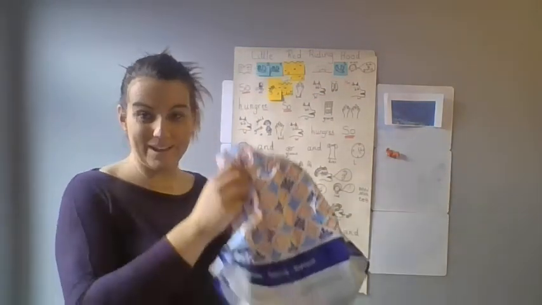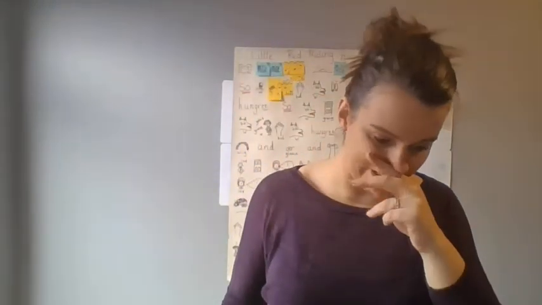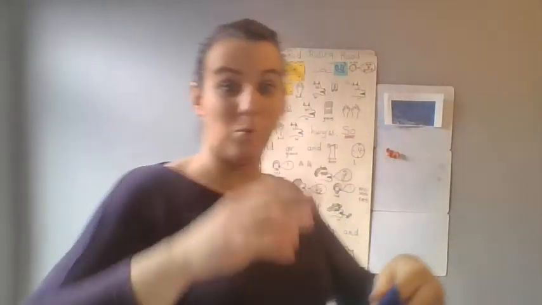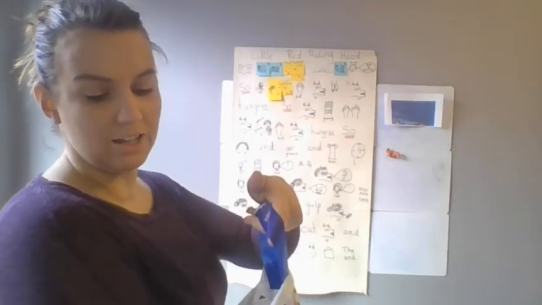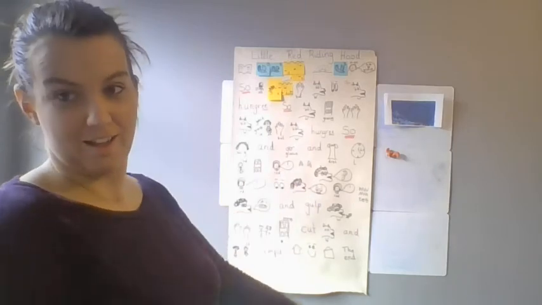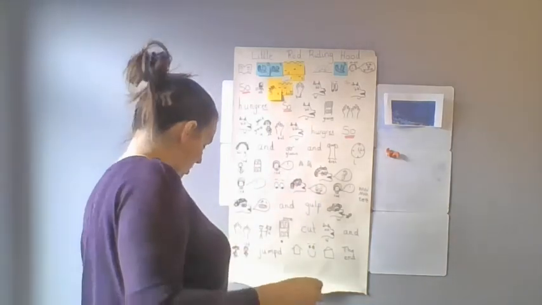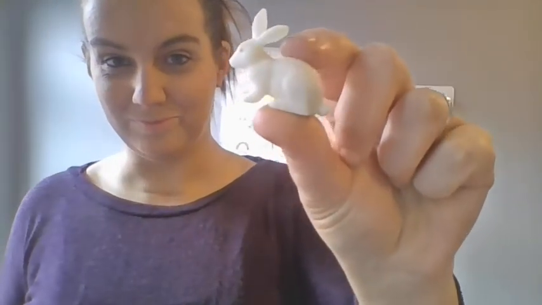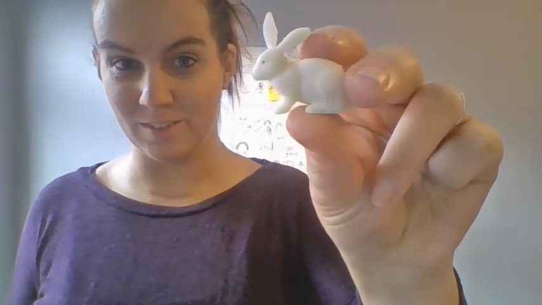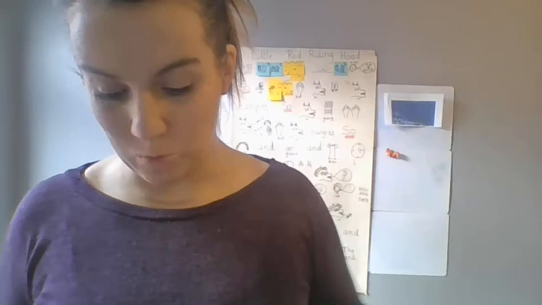So, let's get our bag out because this is a new character of our story, isn't it? Let's find what we're going to replace Red Riding Hood's mum with. So, into my bag I go. I'm not looking. What is this? Do you know what type of animal this is? It's a rabbit. Well done.